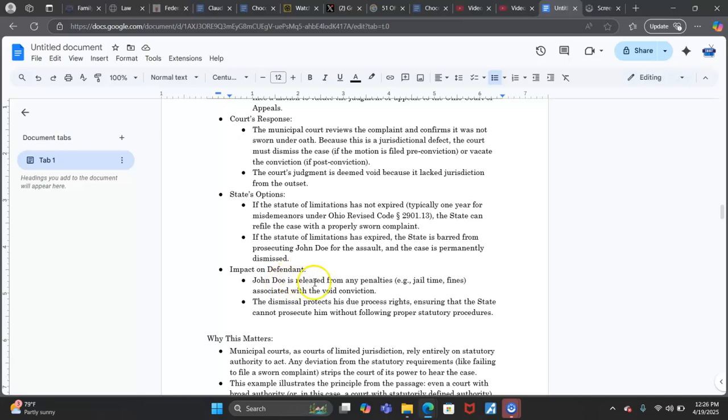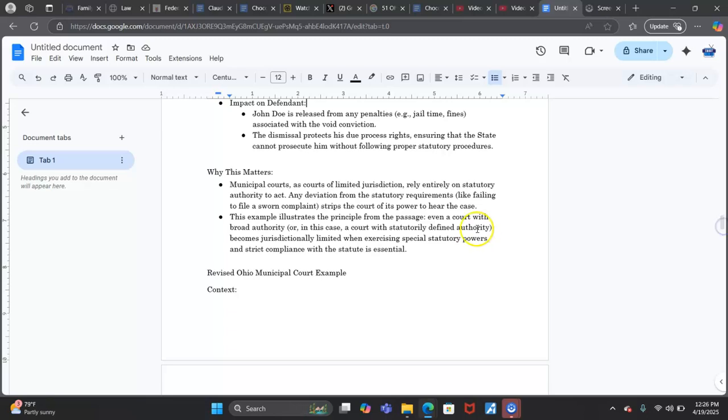Impact on the defendant. John Doe is released from all penalties, jail time, fines associated with the void conviction. The dismissal protects his due process rights, ensuring that the state cannot prosecute him without following proper statutory proceedings. They cannot enforce their rights while simultaneously violating your rights. They can't do that. Why this matters.